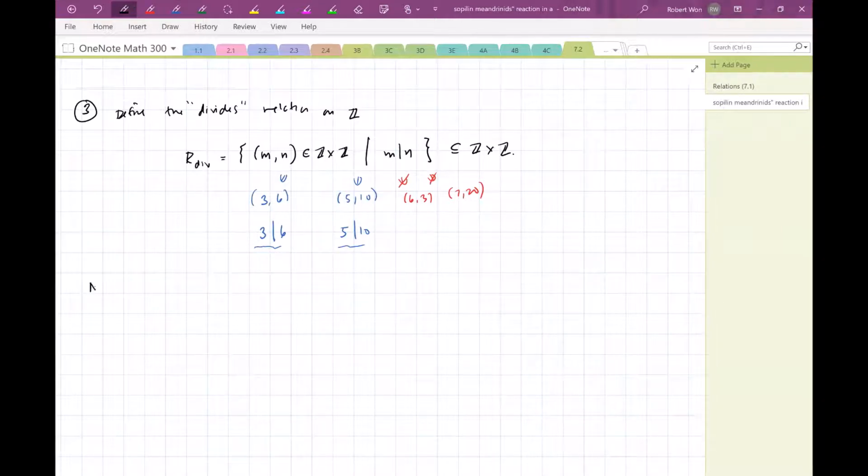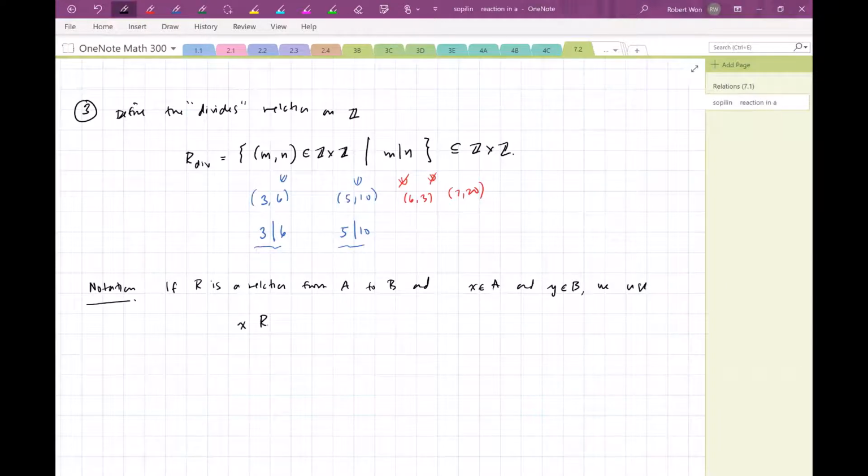So let's set up a certain notation for this. Okay, so if R is a relation from A to B, and x is in A and y is in B, then we use the following notation: x R y to mean that (x, y) is in R. And we use x not-R y to mean that (x, y) is not in the relation R.